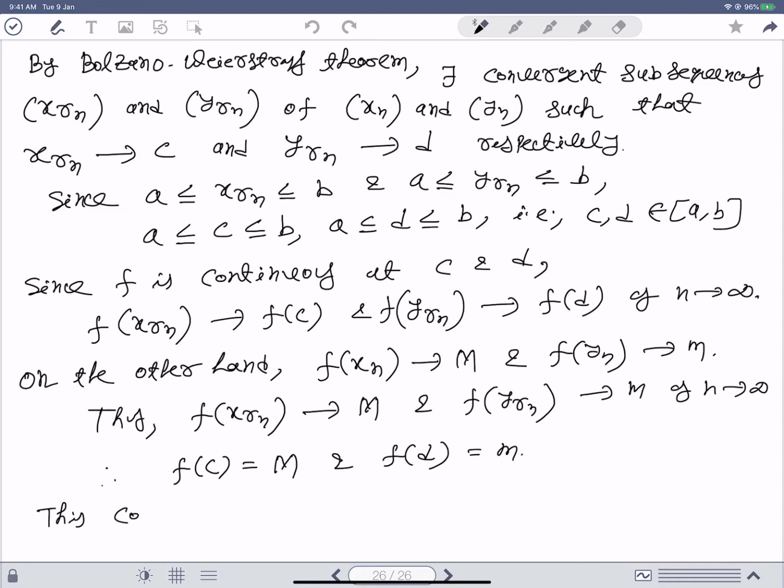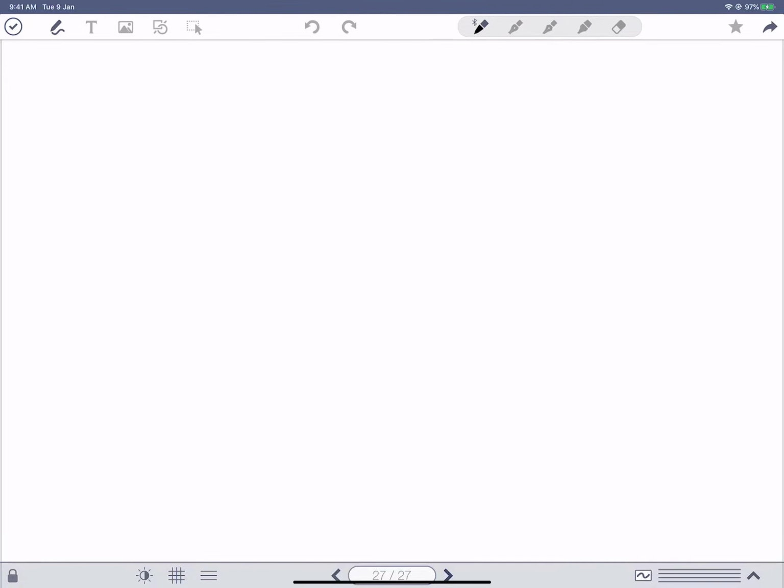So this completes the proof. That means if we have a continuous function whose domain is a closed and bounded interval, then we can say that f is bounded and the supremum and infimum are achieved in the domain. Now what if we have an open interval domain? If the domain of f is an open interval, then we cannot say anything about the boundedness of f.